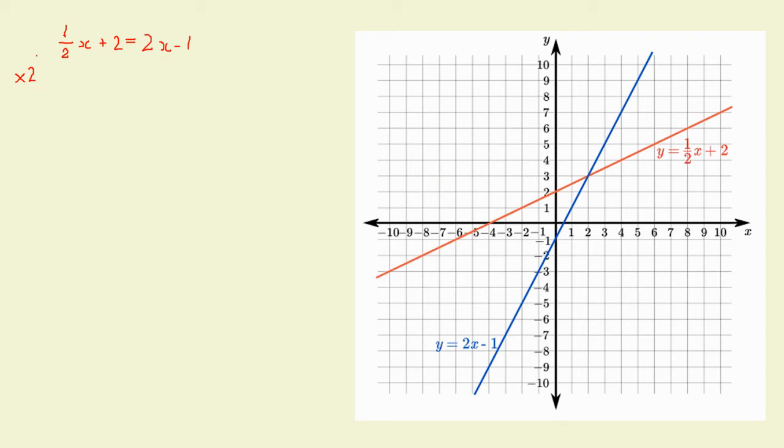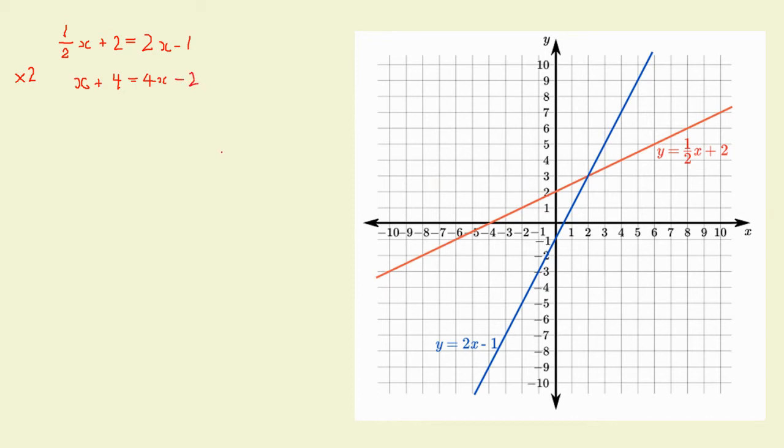That will get rid of the fraction, because when I do 2 times the half here, that just gives me 1. 2 times half x is going to give me x. 2 lots of a half of x is going to give me x. 2 lots of the 2 will give me 4. Doing the same on the other side, 2 lots of 2x will give me 4x, and 2 lots of the minus 1 will give me minus 2.